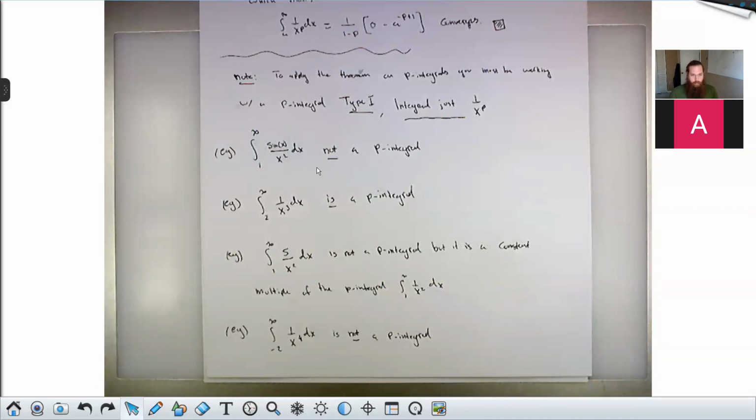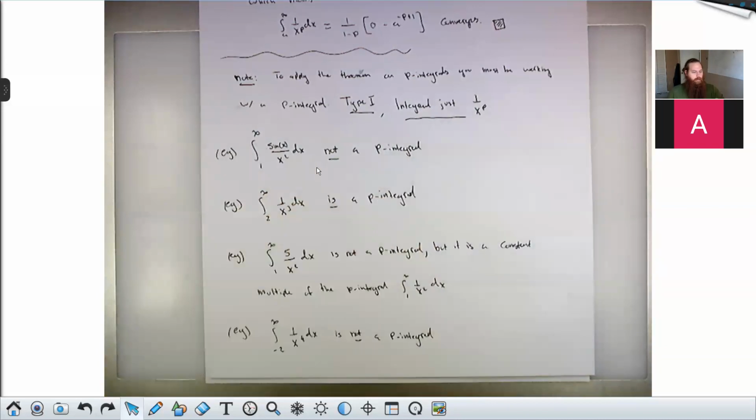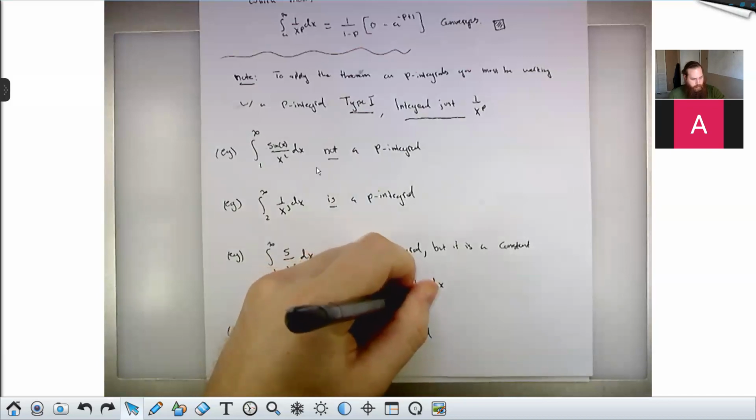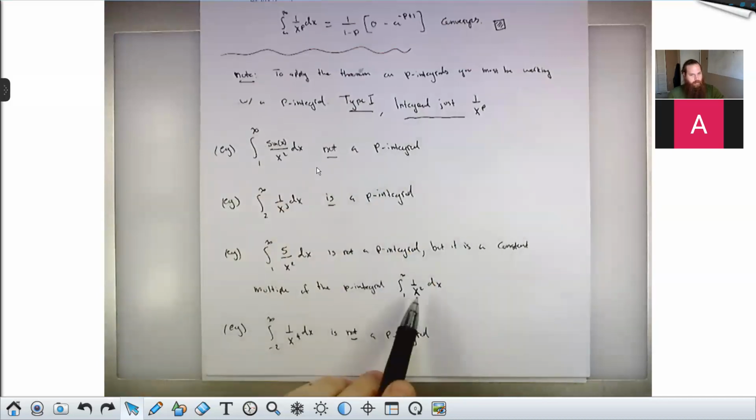Okay, the second one is a p integral because it's a type 1 integral, and the integrand is just of the form 1 over x to some power. The third guy is not a p integral, but it is a constant multiple of a p integral. So you could pop out the 5 and then apply the theorem to this guy. And obviously, if this guy converges, then 5 times him will converge as well, right? Because if you're finite, 5 times you is finite as well.